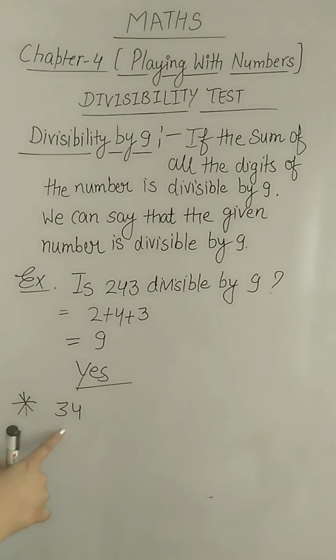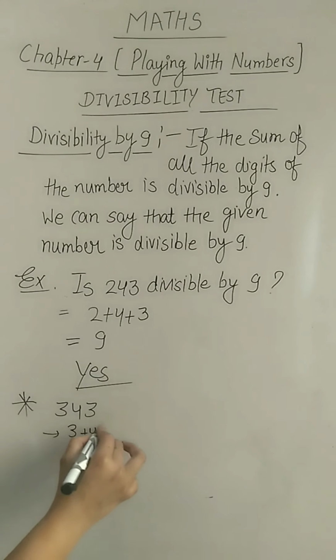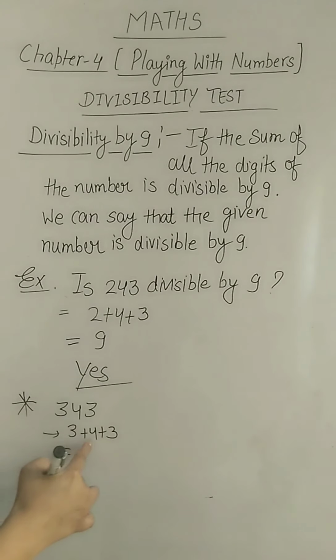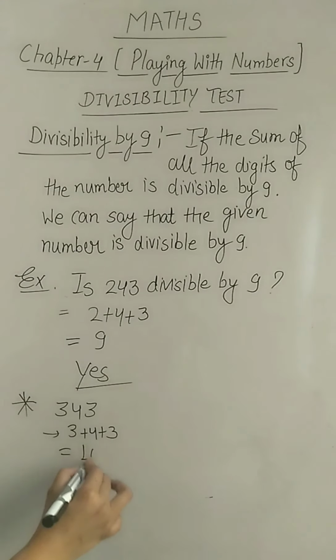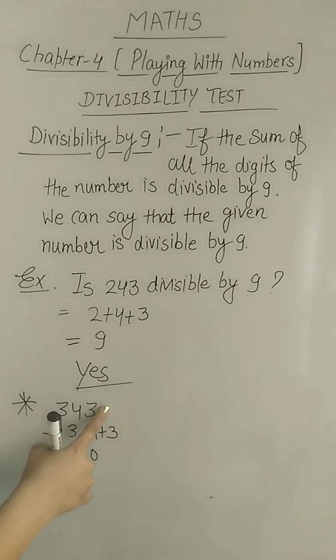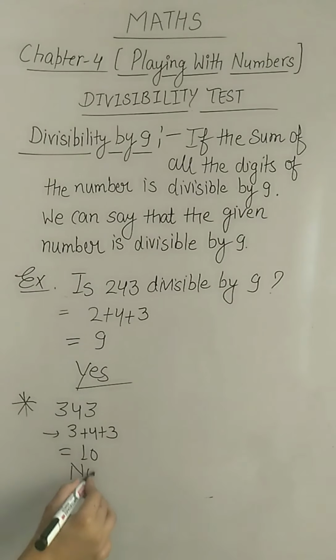Okay, so students, one more thing is here, 343. So students, is it divisible by 9? So let's check. You all know that you have to check the sum of all digits. So now 3 plus 4 plus 3. So now 3 plus 4, 7, plus 3, 10. As you all know, 10 is not divisible by 9. So that means the number cannot be divisible by 9 also. So that means this is no.